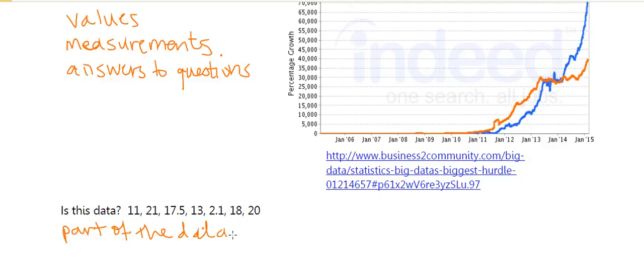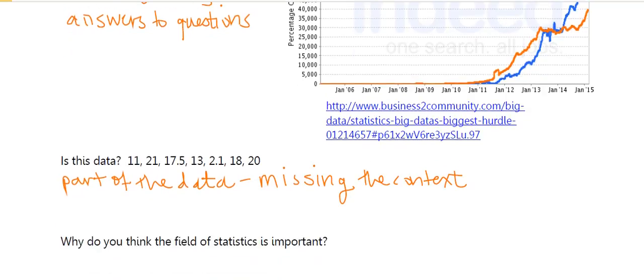I just got this pen, so bear with me. I'm learning to write legibly with it. So we have part of the data. What we are missing is the context. So today we will be talking a lot about the context for our data. One more question before we do that.